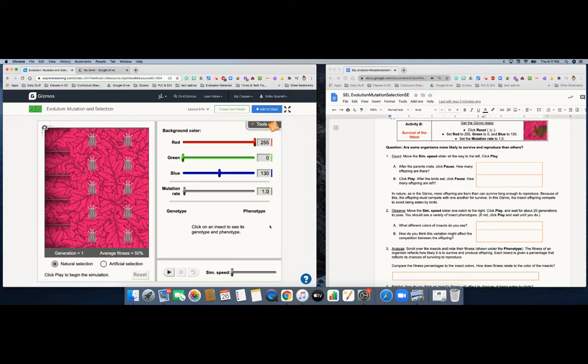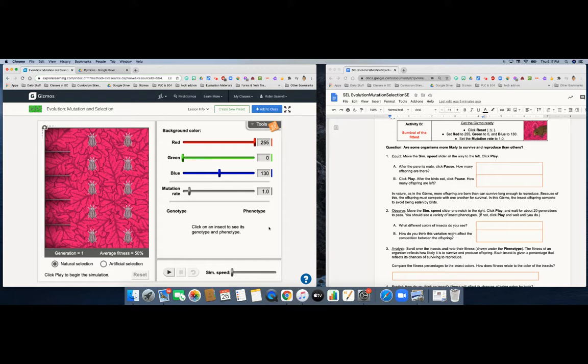Okay, so 1.0. Are some organisms more likely to survive and reproduce than others? Okay, keep in mind what that introduction was about, the rock and the lizards, right? I know I keep going back to that, but there's a reason why that was used at the very beginning.